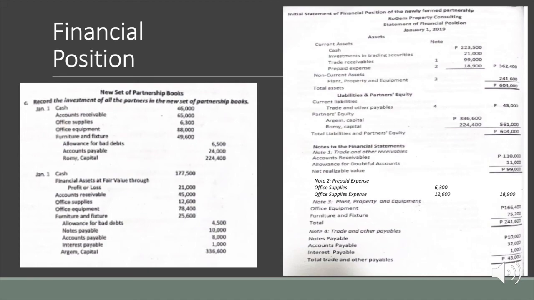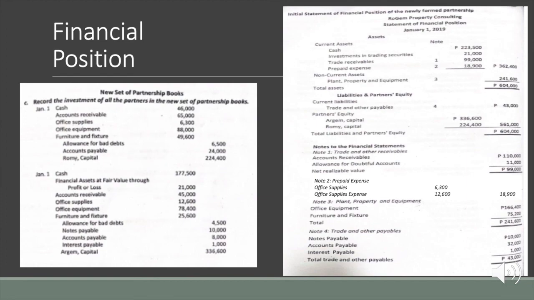For our liabilities and partners' equity, current liabilities have trade and other payables, which is the fourth note, where notes payable of 10,000 is added to the accounts payable of 12,000, and also added to interest payable of 1,000, which will be equal to 43,000. Now for our partners' equity, our Argem Capital has 336,600 and Romy Capital of 224,400.